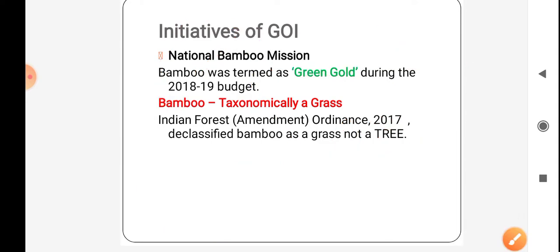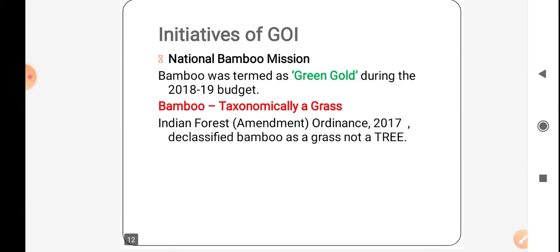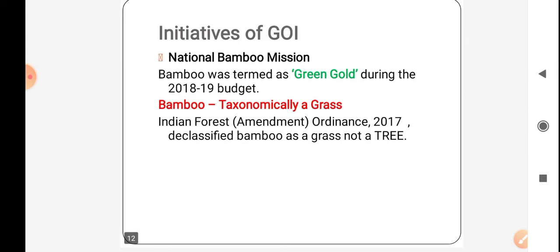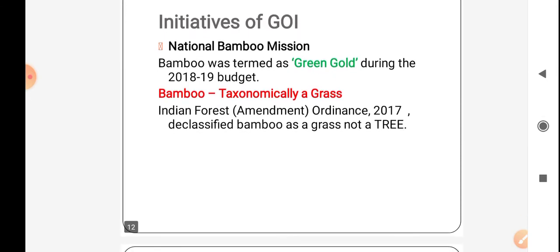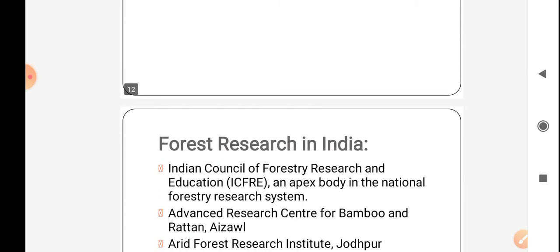So with this, what will be improving? You can cultivate bamboo, and for better economic growth, bamboo products can be marketed.